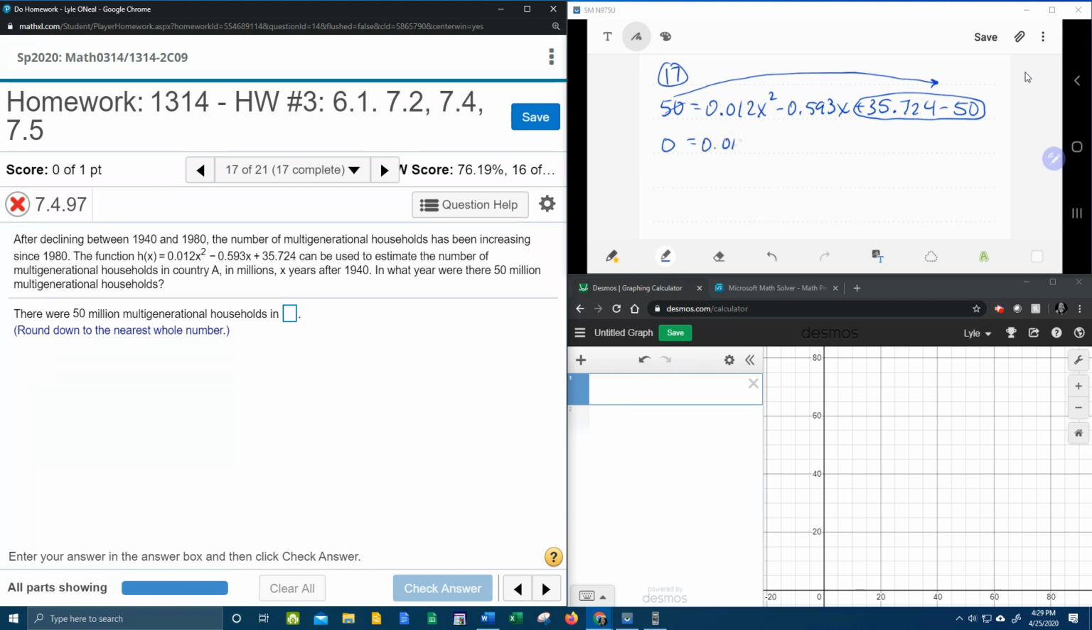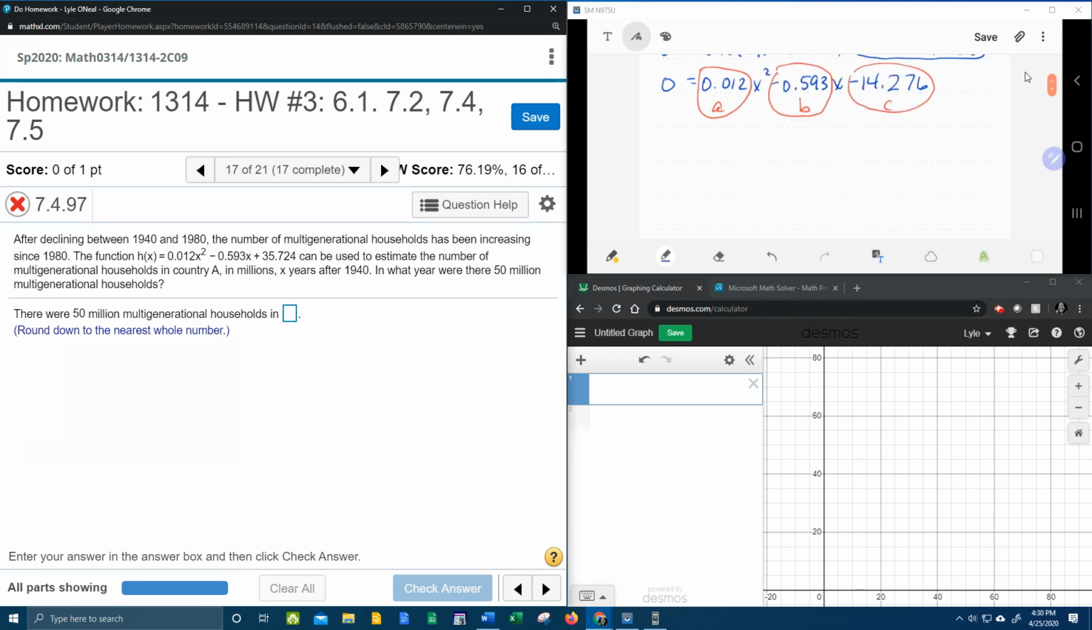So we've got 0.012x squared minus 0.593x. And then this number, 35.724 minus 50, is negative 14.276. So now we have our quadratic in standard form. We can see that A is going to be 0.012, B is negative 0.593, and C is negative 14.276. And now we're going to plug into the quadratic formula.